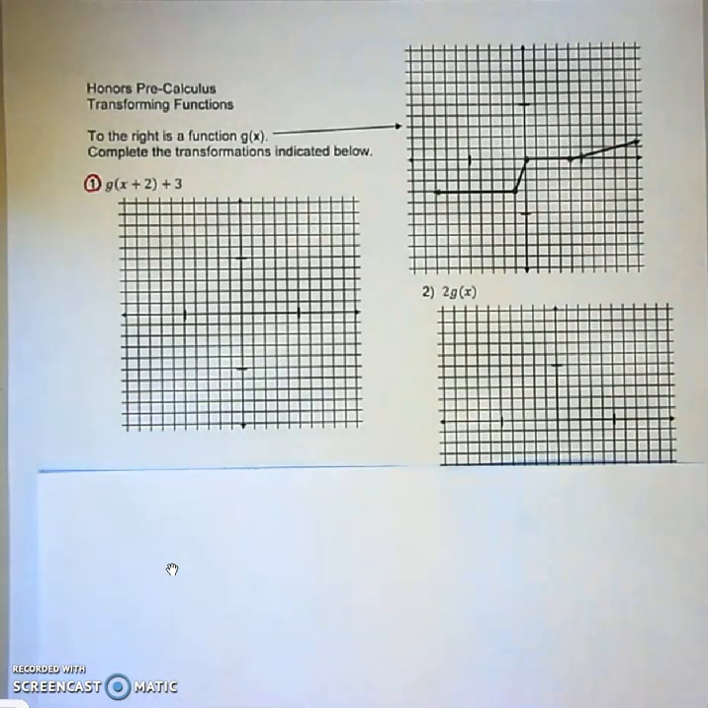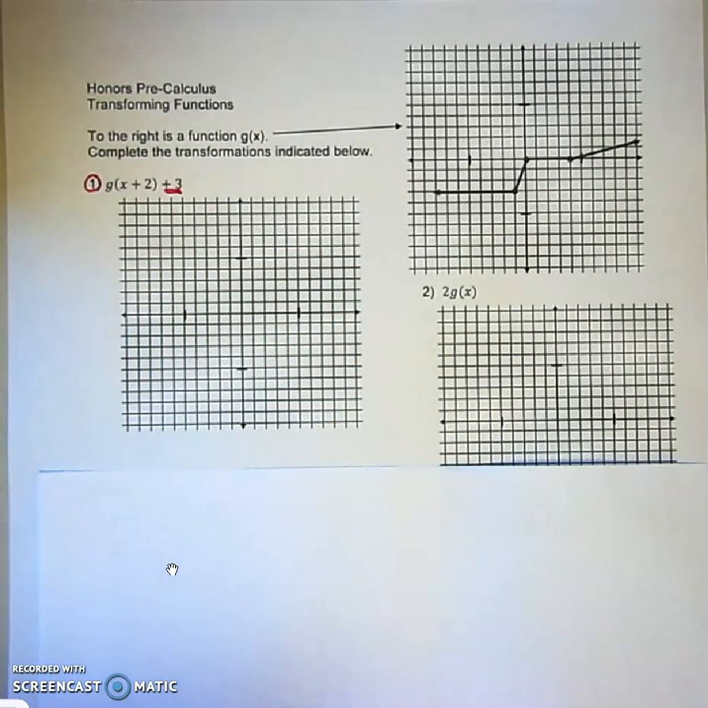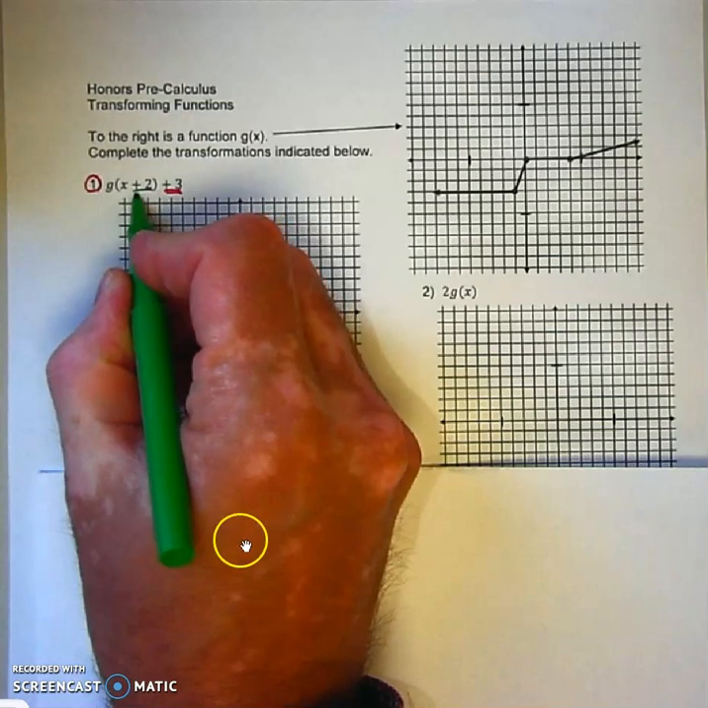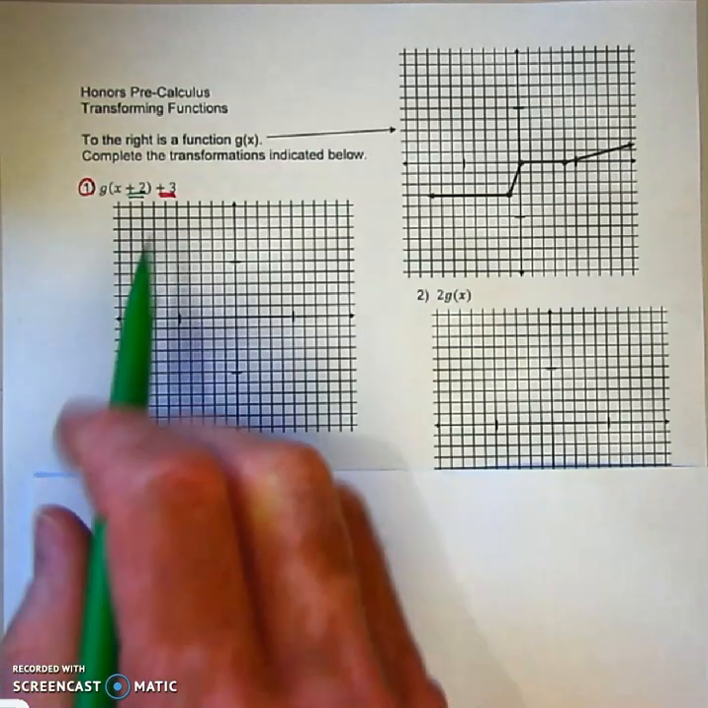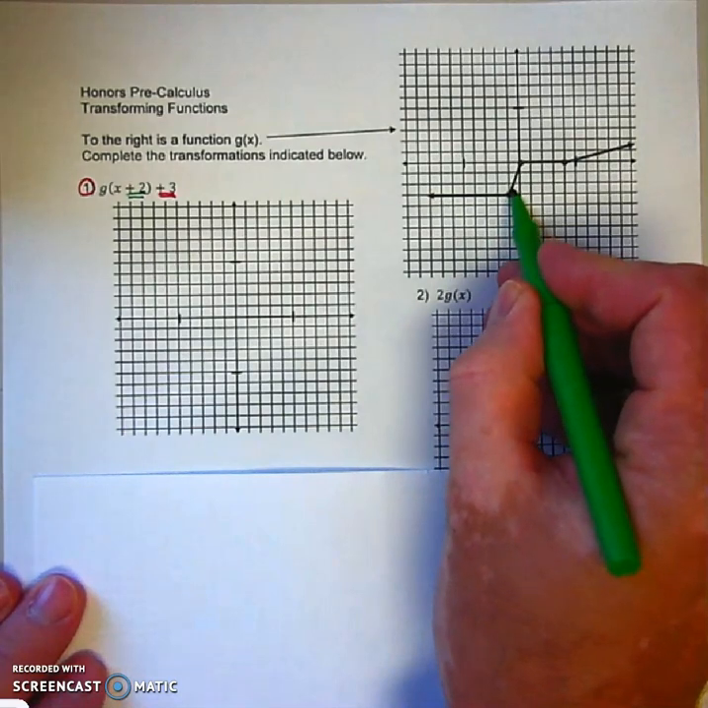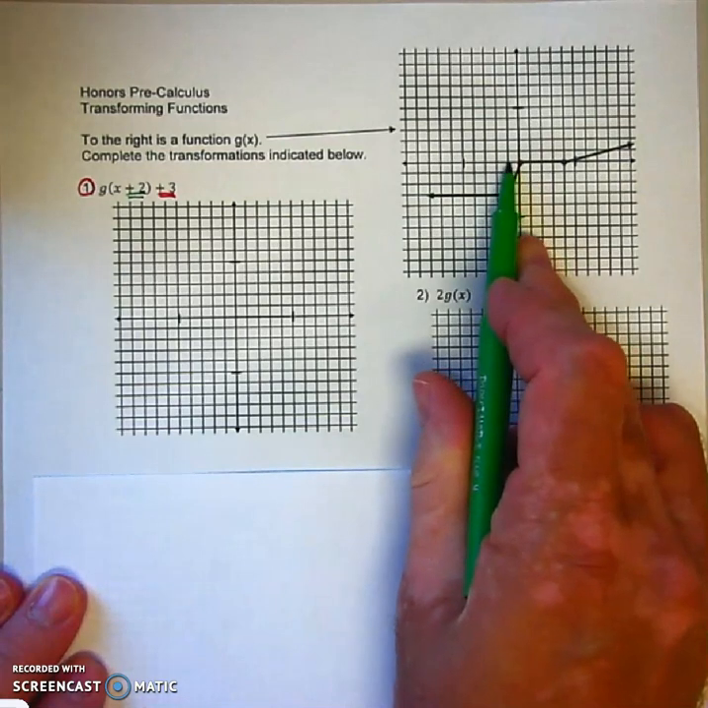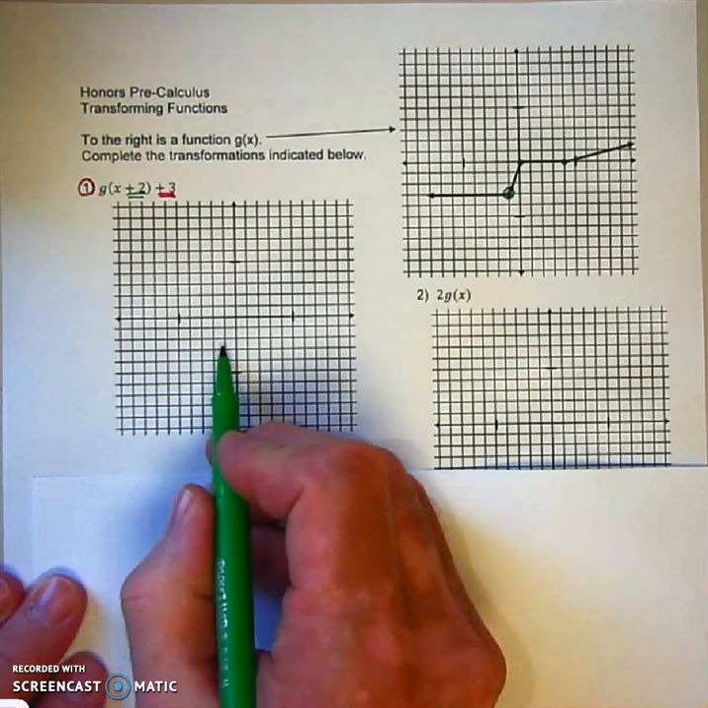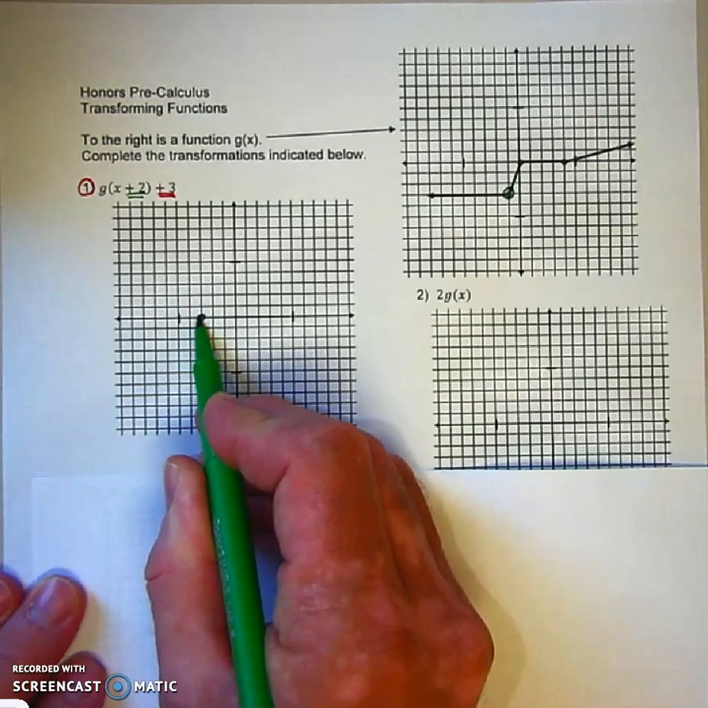And this one you might just be able to do logically. After all, you know that this plus 3 is going to move all my points up 3. And you probably have already figured out that this plus 2 being inside the function is going to move all my x's to the left 2. So what you could do is grab a point like this point right here, which is at -1, -3, and it is going to move left 2 but up 3, and end up right here.